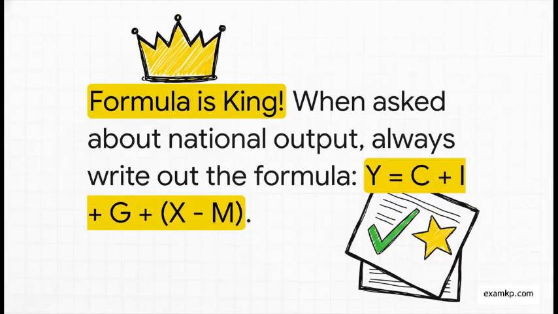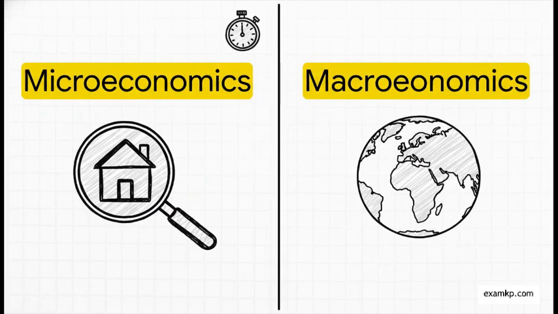And for JAMB, a critical speed tip. Because you're always racing the clock, you need to quickly figure out what kind of question you're looking at. Is it about a single person or a single company? That's microeconomics. Is it about the whole country's unemployment or inflation or GDP? That's macroeconomics. This little check saves you precious time and gets your brain on the right track instantly.